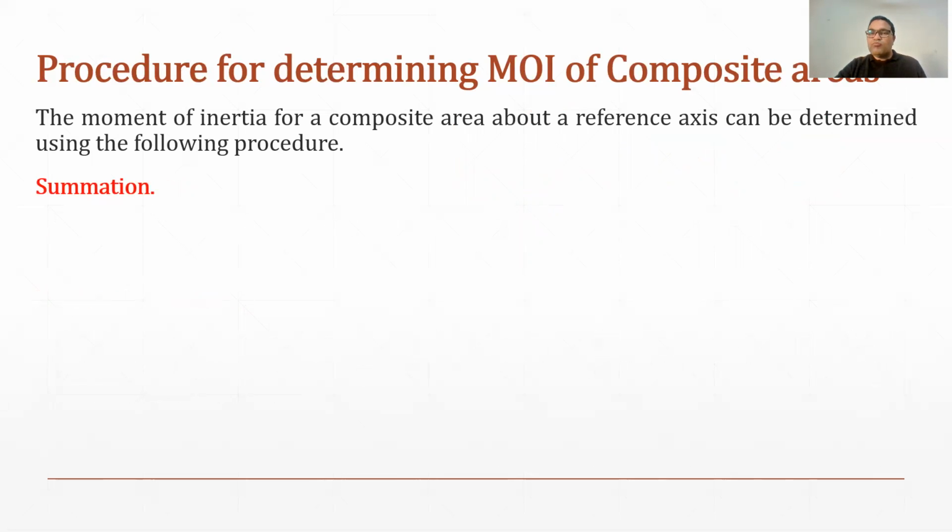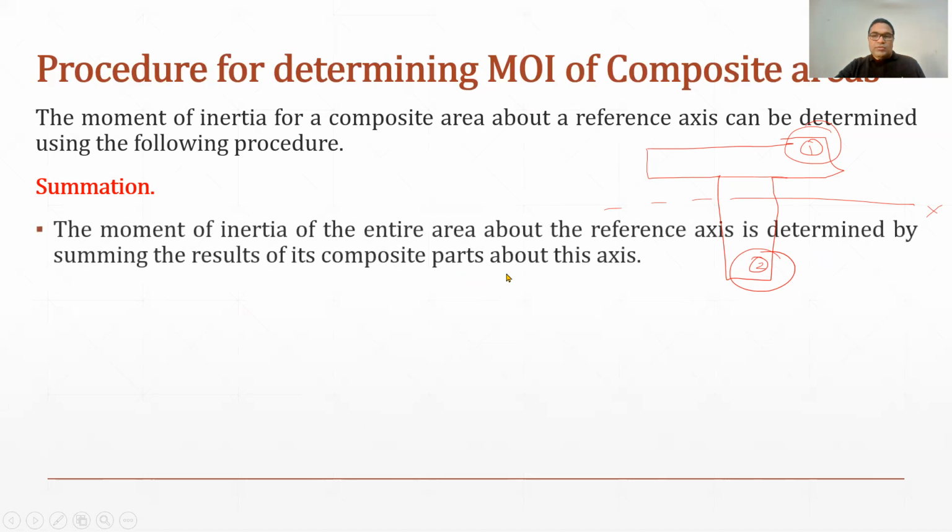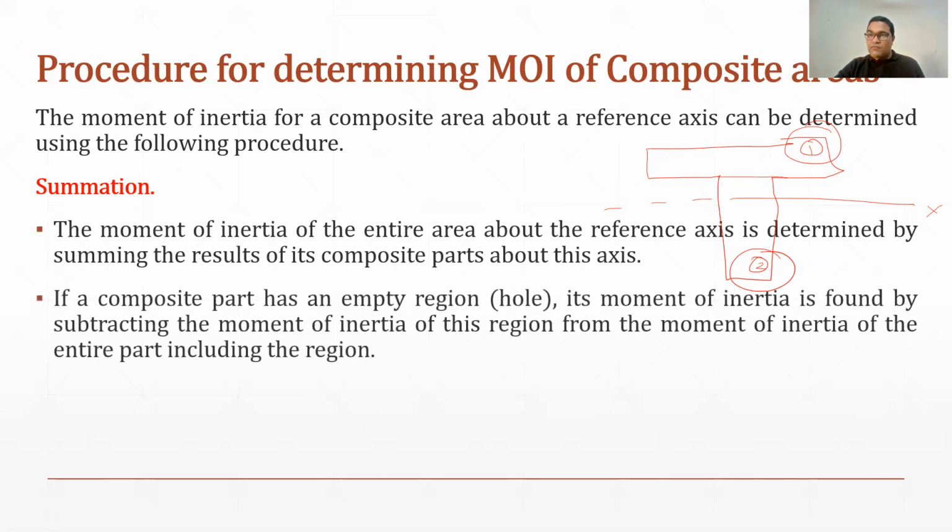Once we find the moment of inertia of all the common areas, like I have explained in the previous slide, this is the T section, and this is area 1, rectangle 1, and this is rectangle 2. Once we find the moment of inertia of rectangles 1 and 2 about this axis, the next step is to add them, and that gives the moment of inertia of the composite area. We will understand this with an example.